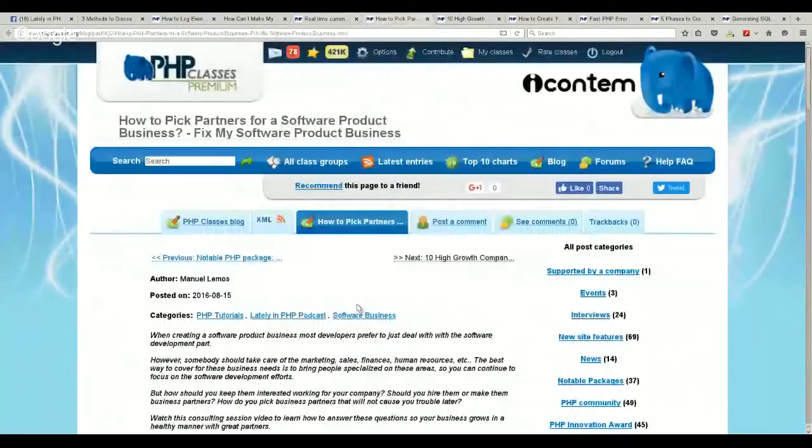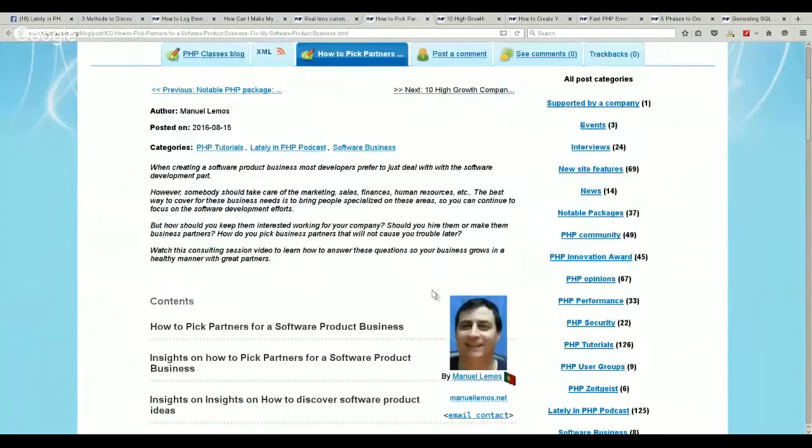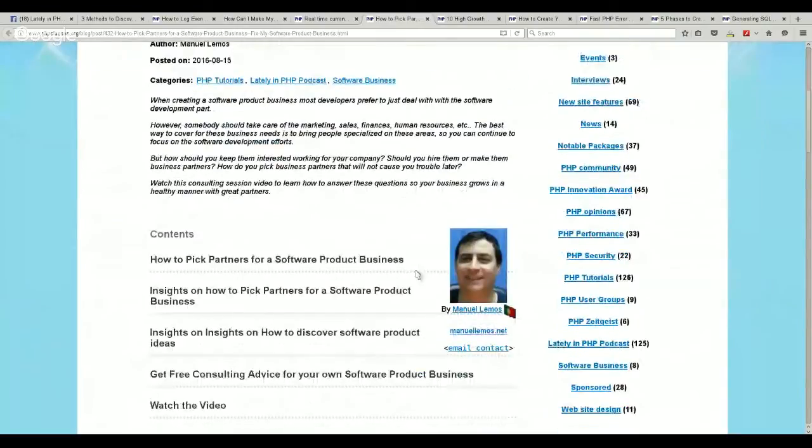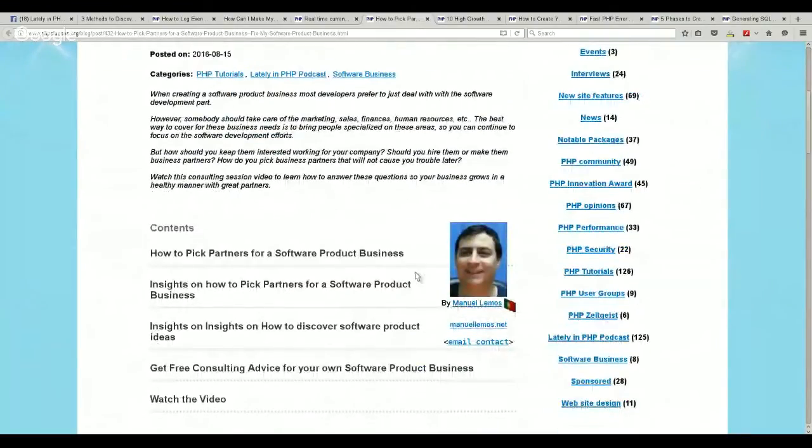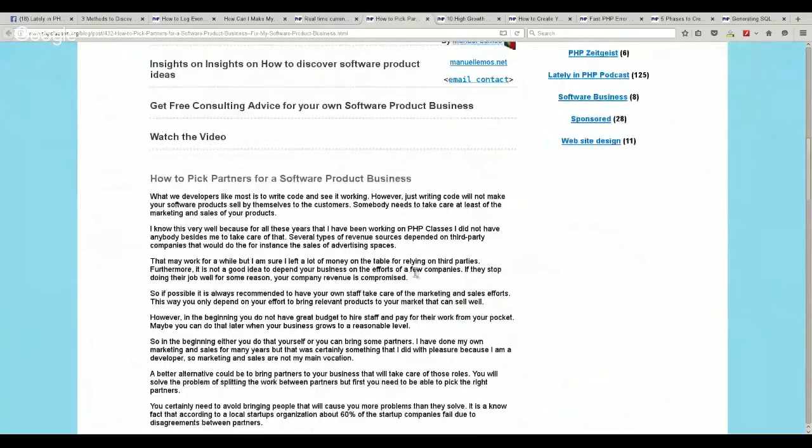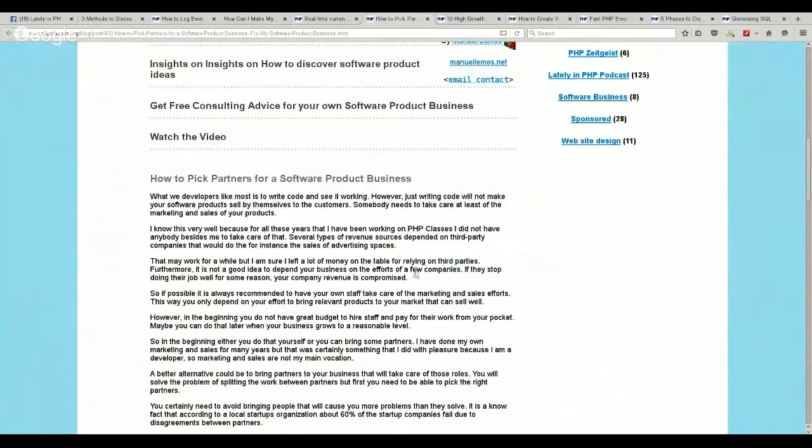The next article is again about a software product business, and this one is called How to Pick Partners for a Software Product. But I don't know, I suppose you had partners when you had your business, Arthur. Yeah. Not technical ones, mostly ones that complement the skills and stuff like that. Exactly. So you are pretty much on target. If you are the tech guy, you should pick partners that are like the marketing guy or the sales guy, and or design.